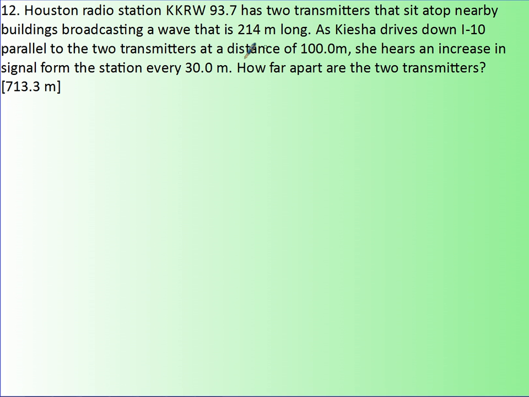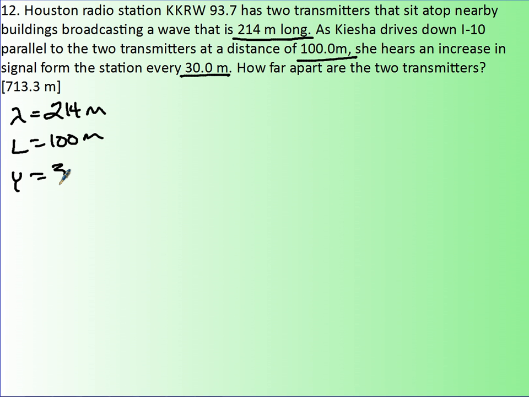Now the last one is a Houston radio station, KKRW, has two transmitters that sit atop a nearby building, broadcasting a wave that is 2.14 meters long. This is a wavelength. As Klesha drives down I-10 parallel to the two transmitters at a distance of 100 meters, so L is 100 meters, she hears an increase in signal every 30 meters. All right, so this is y. How far apart are the two transmitters?